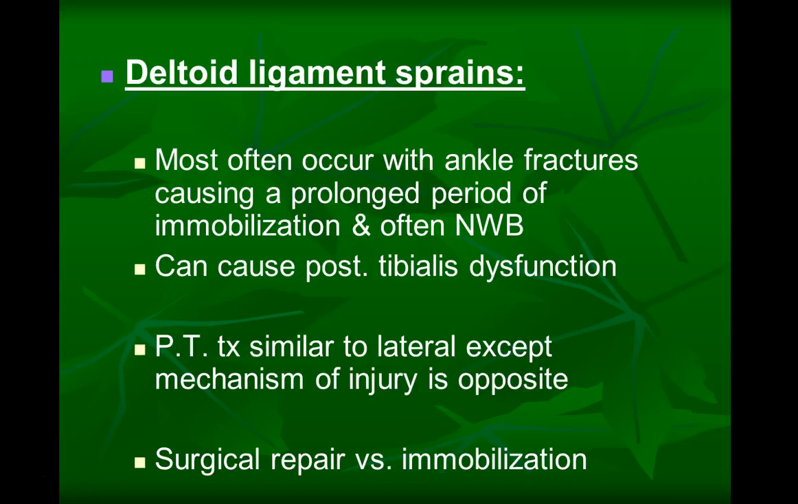The PT treatment is going to be similar to the lateral side, except for obviously the mechanism of injury is opposite. So with a deltoid ligament sprain, the mechanism of injury is dorsiflexion with eversion, and so those are going to be the things that we're going to avoid at first. We want to tape the patient or have the patient in a brace that would allow them to be in slight plantar flexion with inversion.